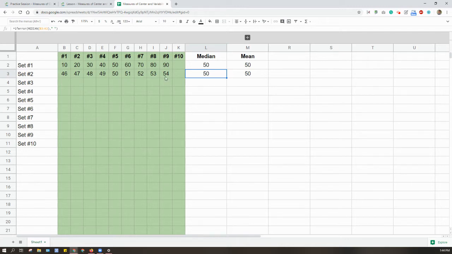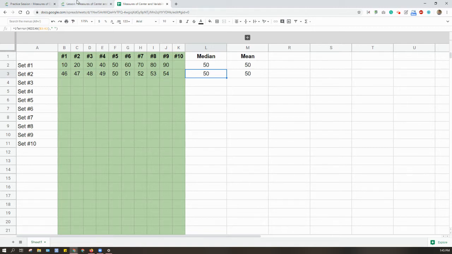But look at set number 1 and look at set number 2. Do they look the same? No, there are some very clear differences in there, aren't there? Set number 1 starts at 10 and ends at 90. Set number 2 starts at 46 and ends at 54. But if we just look at the mean or the median, they look like they might be the exact same type of data. So what do we do here? Well, we want to find some other measure that shows us how these two data sets are different. And that is what the measure of variability does. A measure of variability tells us how much the data changes. So going from 10 all the way to 90, that's a much larger range than going just from 46 to 54.